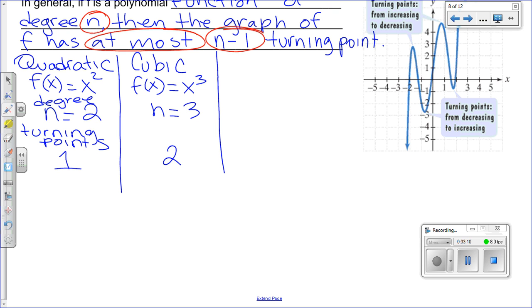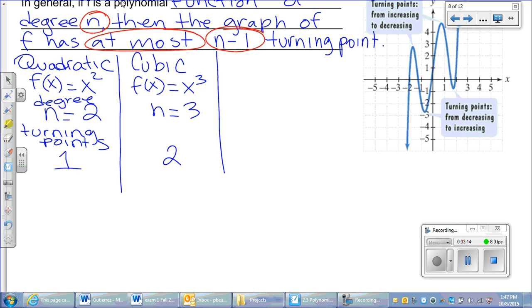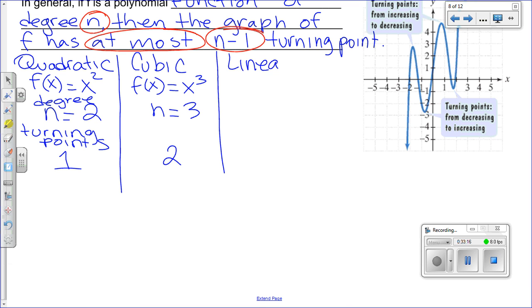So if we look at the example here, well, before we do that, let's think about a linear function. Is a linear function a polynomial? Yes, it is, because the degree has to be a non-negative integer, right? So what is the degree of a linear function? 1. So let's say g of x is equal to x. So the degree is 1. How many turning points do we have? 0. And isn't it true? It's just a straight line.